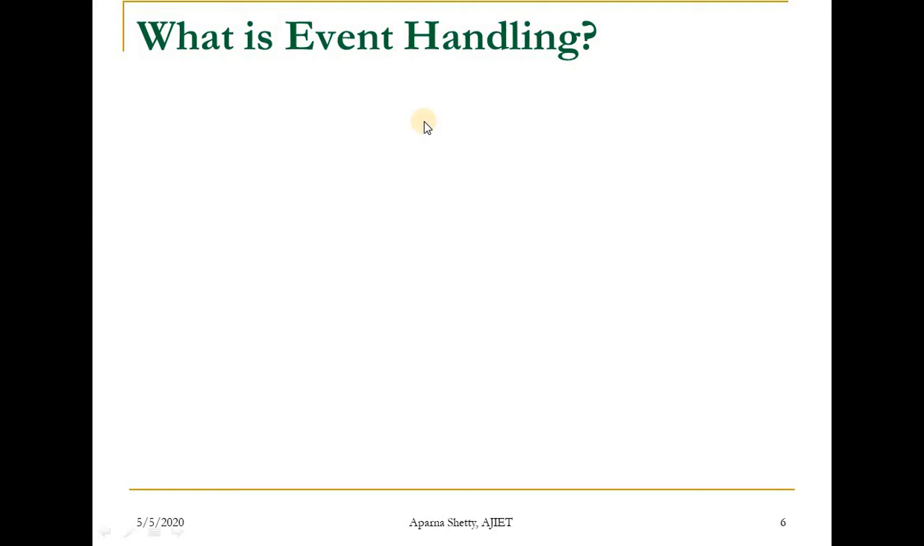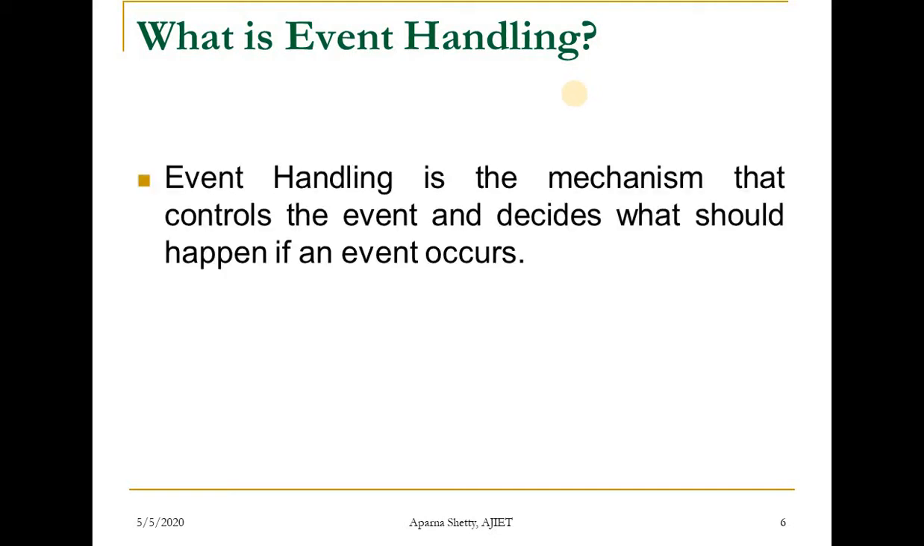Next topic is, what is event handling? Now we have seen what an event is, and we have seen the types of events. Event handling is the mechanism that controls the event and decides what should happen if an event occurs. The mechanism that controls the events and decides what should be done when an event occurs is known as the event handling mechanism.